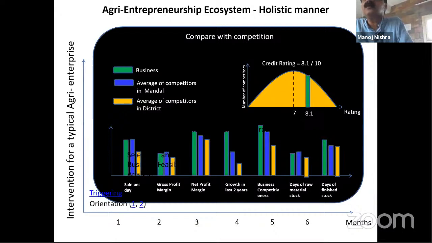Now, a business feasibility assessment on some of these variables, what I have just mentioned down below on the x-axis: sales per day, the gross profit margin, the net profit margin, growth in the last 2 years of those smaller ones who have been established, business competitiveness, days of raw material stock, days of finished stock. All those are the things which will help us understand the competition level, the kind of credit which will be required, in what manner, and what the seasonality is. And that rating is actually required and done. We have done it at certain locations, and this is one out of a case. Here the word mandal has been written because at certain places we use mandal as a synonym of taluka, and in certain places, of course, blocks.